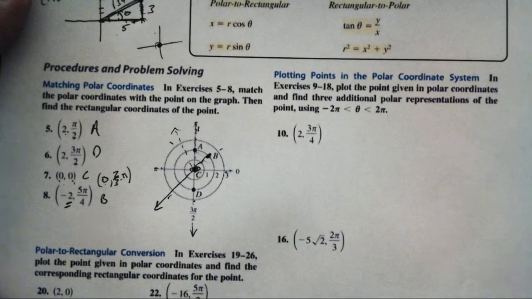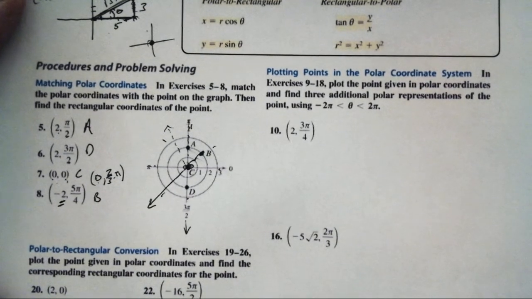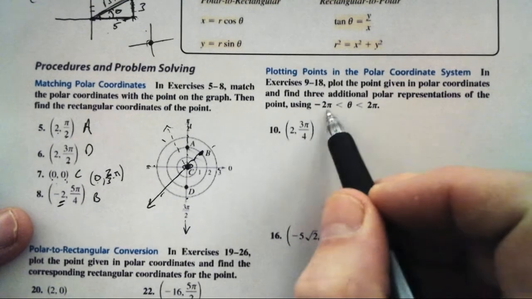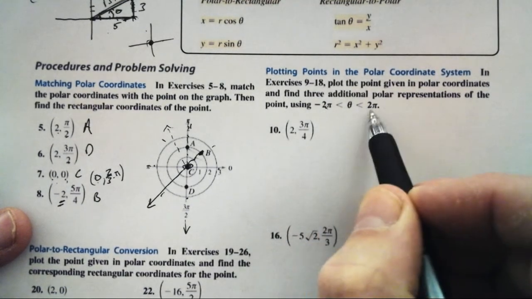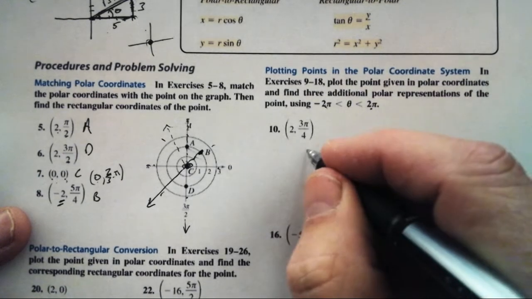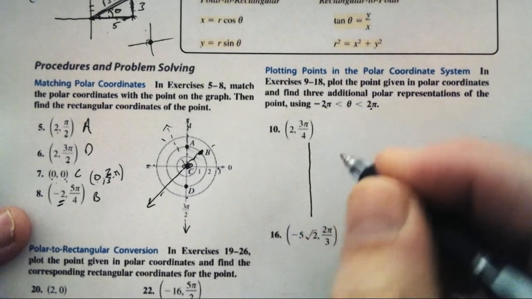But let's go through some more of these examples on page 1. In 9 through 18, plot the given point in polar coordinates and find 3 additional polar representations where we can spin a full revolution backwards up to a full revolution forward. So I'm going to plot this. I think I'll plot it right in here.